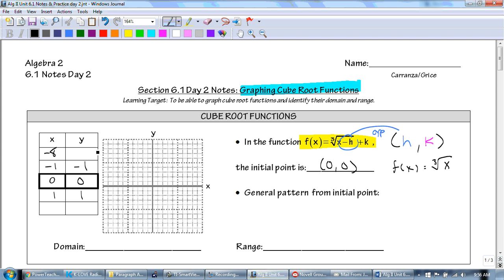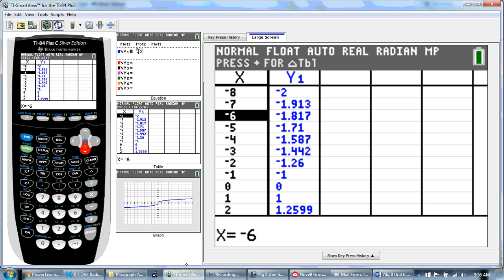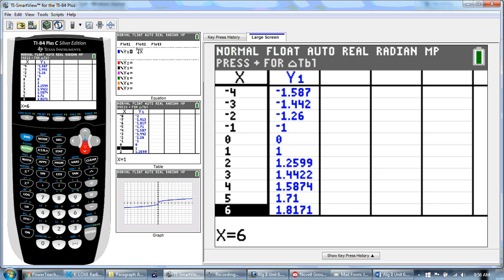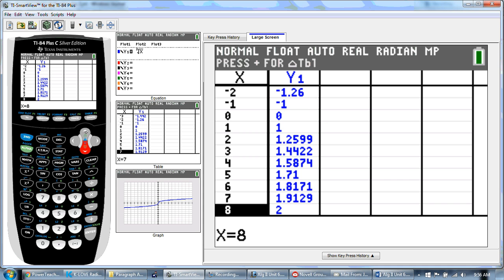Okay, now I need to find my other point, and it's going to be -8, -2. So -8, -2. Sorry, I'm just going to highlight our initial point right there. Mr. Grice, get the word right. And then as I go down a little bit, I'm going to find my next point at 8. So 8, 2.